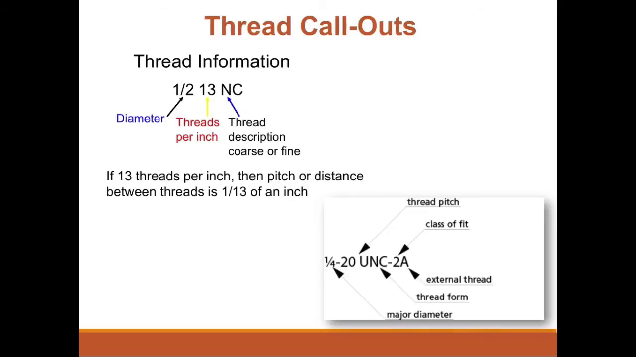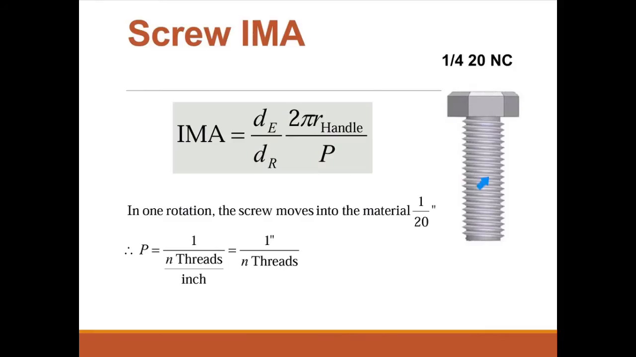Looking at this screw right here, we have our information, the diameter, and then the number I'm actually looking for, the 20. This means that when I do one rotation, a full rotation with my wrench, or a full rotation of the screwdriver that I'm using, my screw is going to go down 1/20 of an inch.